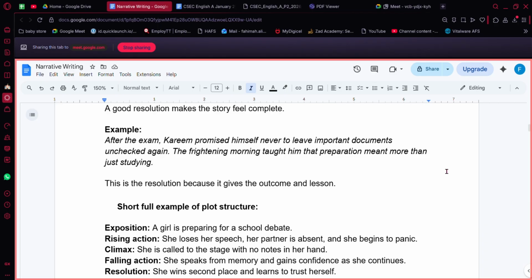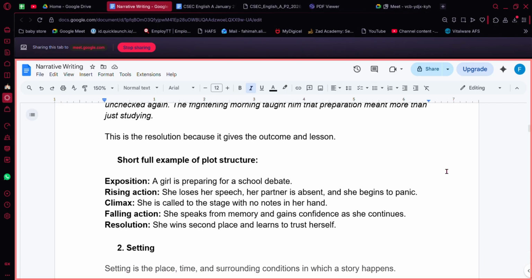So just a short example of the plot structure here. The exposition might be a girl is preparing for a school debate. The rising action might be that she lost her speech, her partner is absent, and she begins to panic. The climax is that she is called to the stage and she has no notes in her hand to do her speech. Then the falling action is that she speaks from memory and gains confidence as she continues. The resolution now is that she wins second place and learns to trust herself.